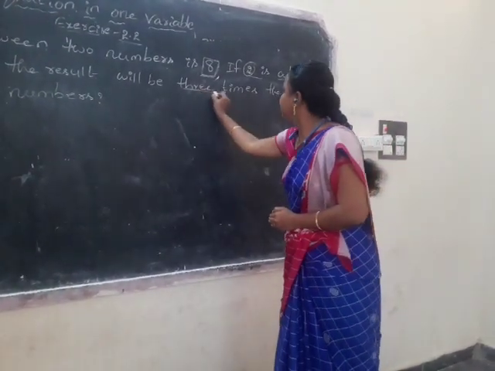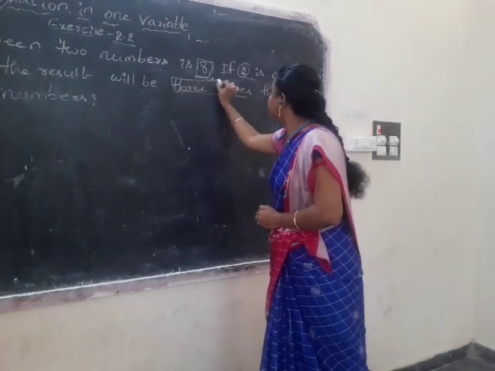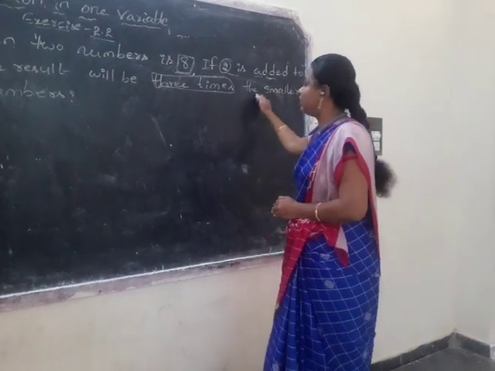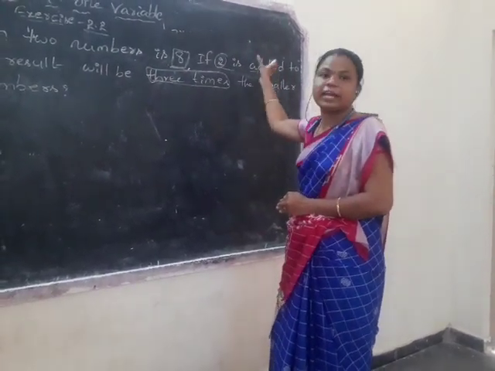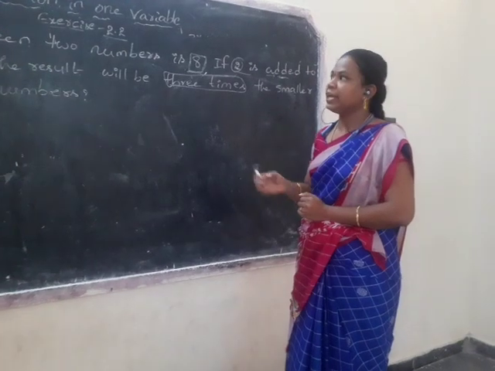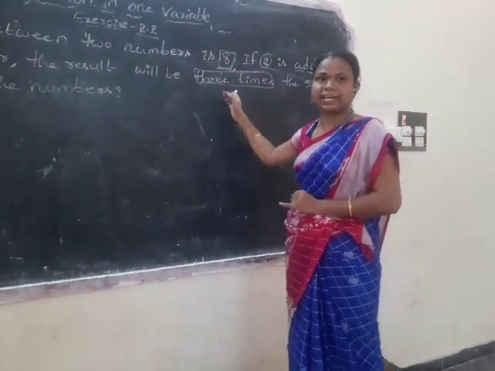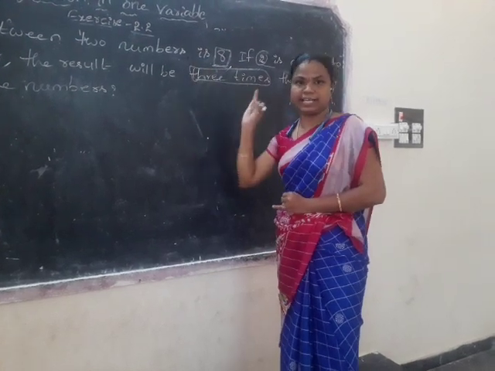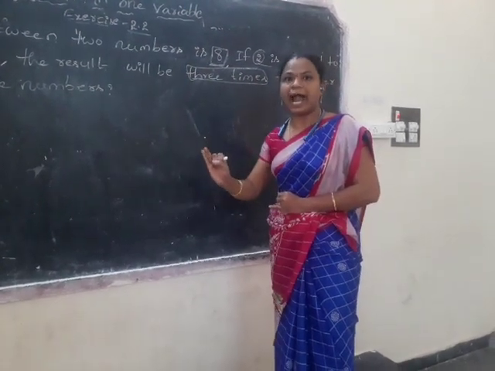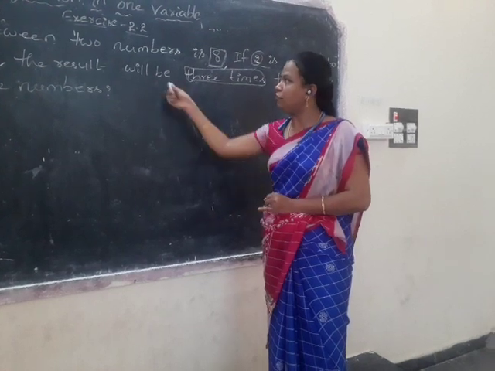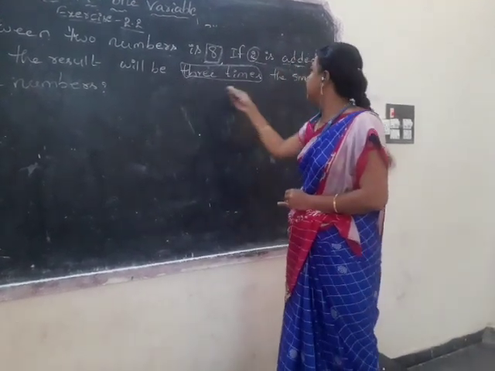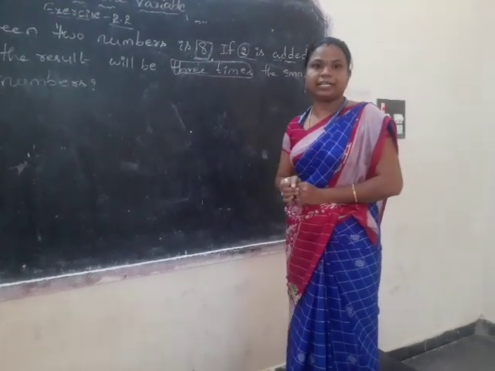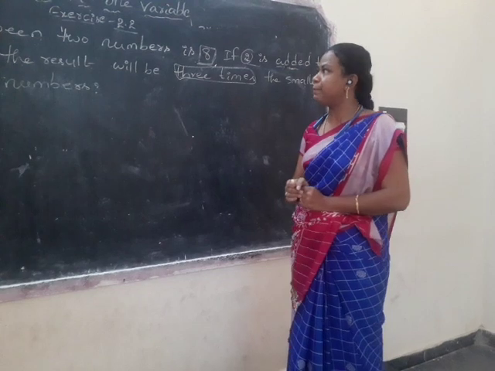The result will be 3 times. Here a condition is there. 3 times which number? The smaller number. Okay students, here 3 conditions are there. First one is the difference between two numbers is 8, the second one is 2 is added to the bigger number, and finally the result is 3 times the smaller number.